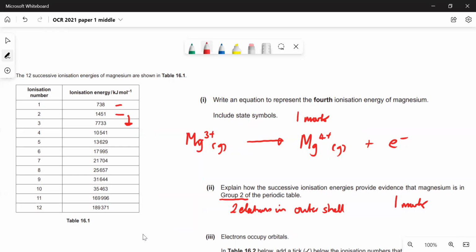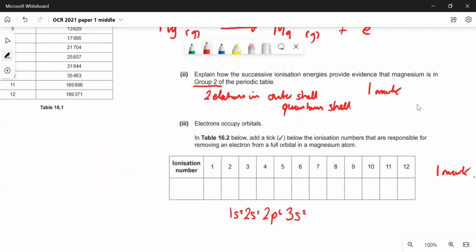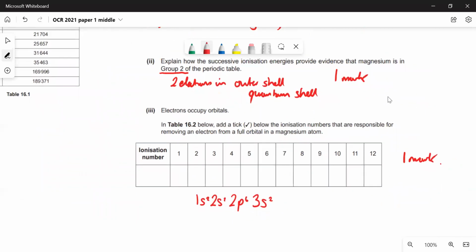Right. So I would use the word quantum shell in your answer there. New quantum shell. Right. This is electrons occupy orbitals. In table 6.2, tick below the ionizations that are responsible for removing an electron from a full orbital. Be a bit careful here.